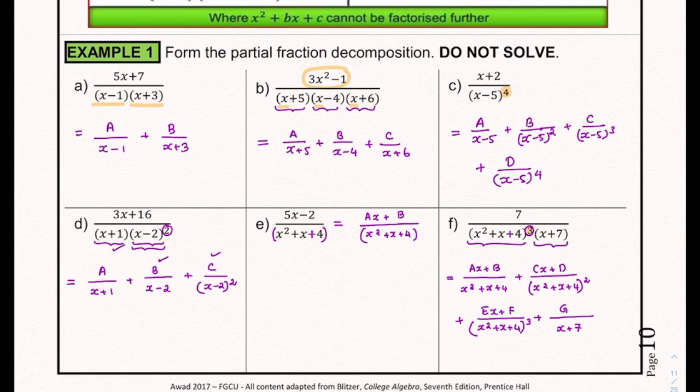Now in the next set of videos, we're going to see how we find these constants A, B, and then in this case A, B, C. In this case we're going to have 4 constants. In this case we're going to have 3 constants. In this case we have 2 constants. In this case we have 1 and 2, 3, 4, 5, 6, 7 constants, right? So we're going to see how we do that, and then we're going to solve these problems.